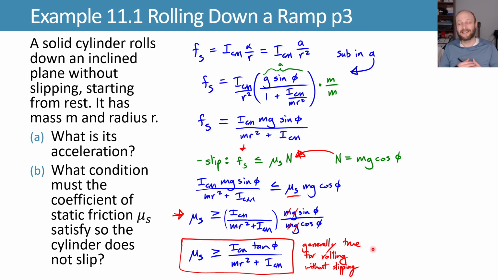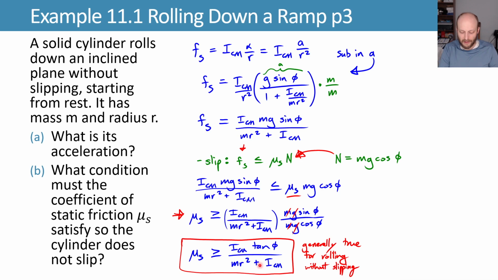This might seem like a lot of work. We maybe could have gotten by with a little bit less work if I hadn't insisted on doing this more generally. But hopefully having this as a general solution for something rolling without slipping down an incline, what coefficient of static friction do I need for that to be true? Well, this gives you an equation.